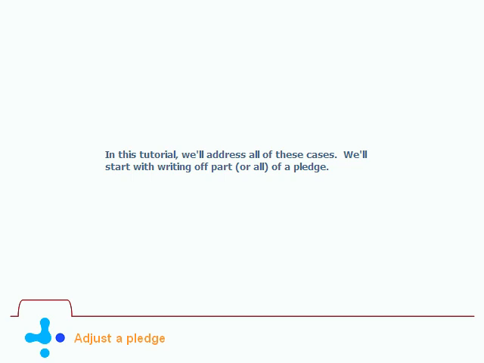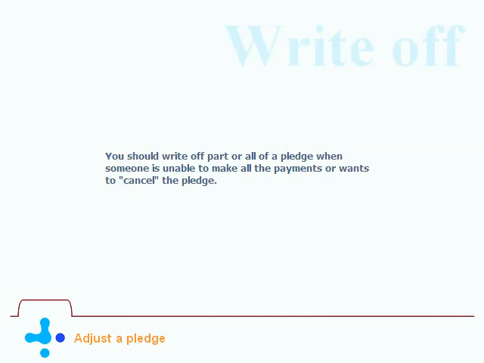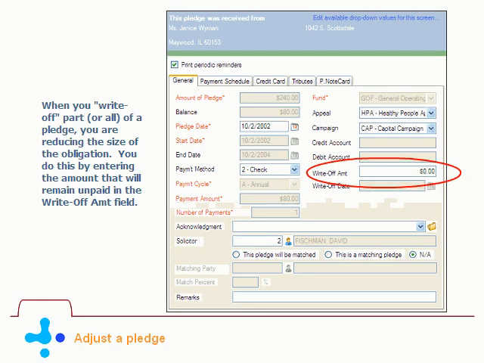We'll start with writing off part or all of a pledge. You should write off part or all of a pledge when someone is unable to make all the payments or wants to cancel the pledge. When you write off part or all of a pledge, you are reducing the size of the obligation. You do this by entering the amount that will remain unpaid in the write-off amount field.